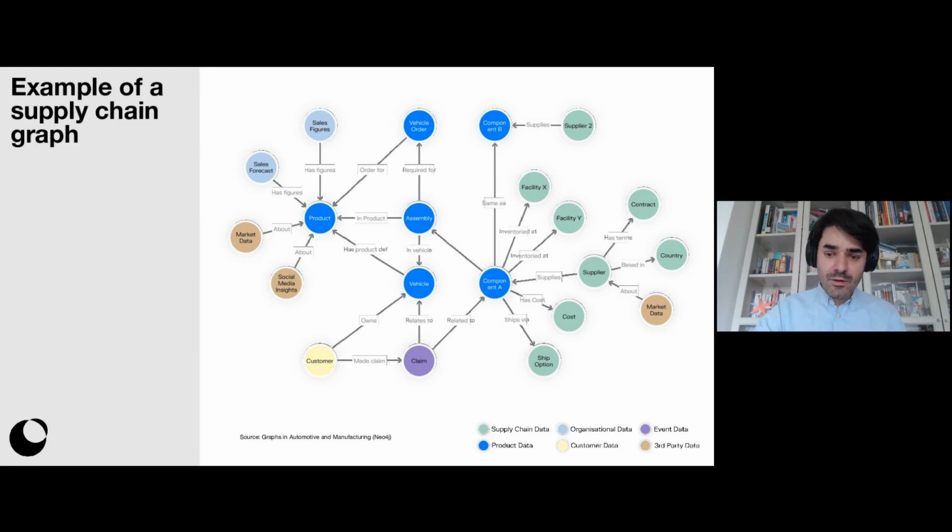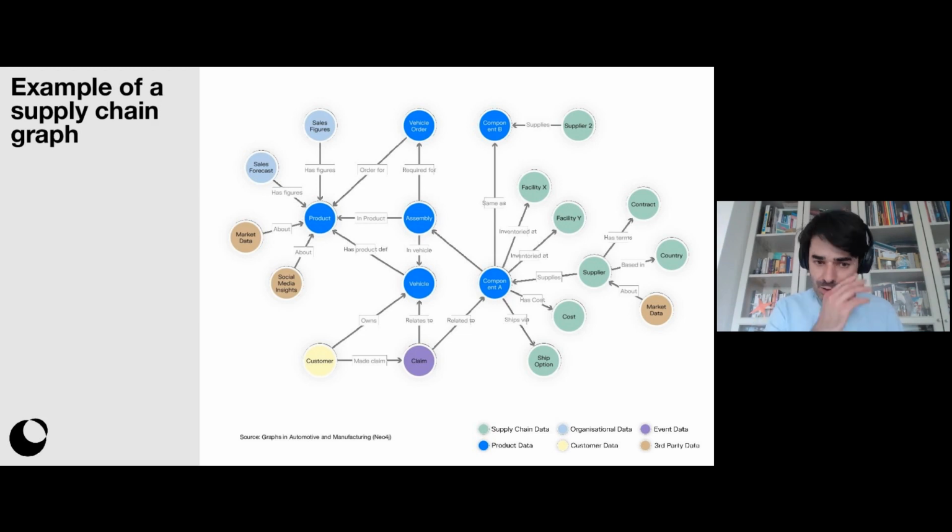We also have third-party data, such as market data and social media insights. And we have organizational data, such as sales figures or sales forecasts. So that's very much a supply chain graph. And we can use this graph to answer a lot of questions. For example, we can use it to better and more accurately predict the ordering needs. For example, based on the sales forecast, we can do the analysis of what needs to be ordered.